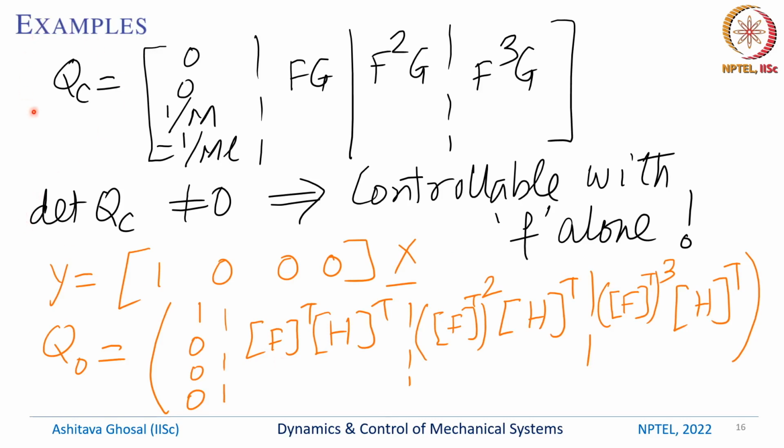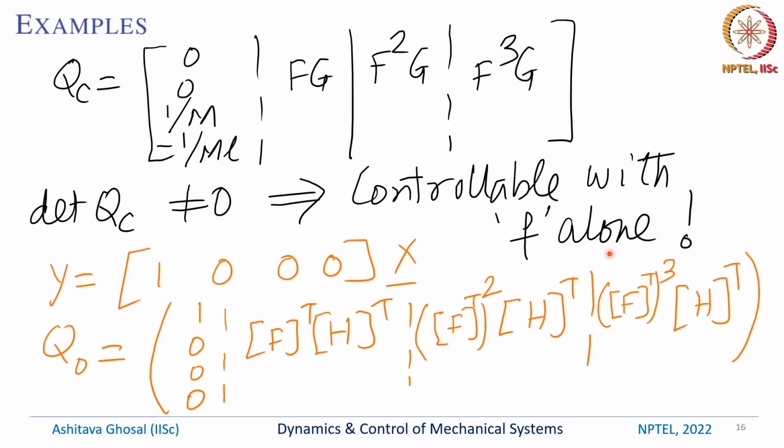We can obtain the Qc matrix. Again, the first column will be G, second is F G, third is F squared G, and fourth column is F cubed G. I am not writing all the terms, but you can easily derive them. And you can show that the determinant of Qc is not equal to 0. Hence it is controllable with F alone.